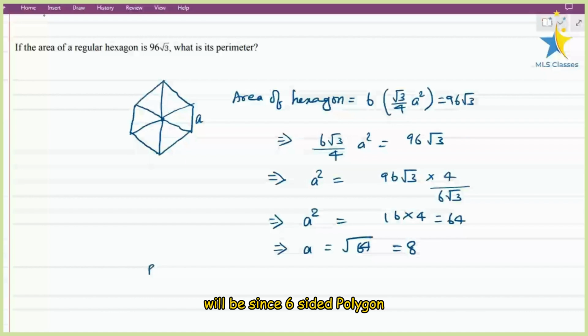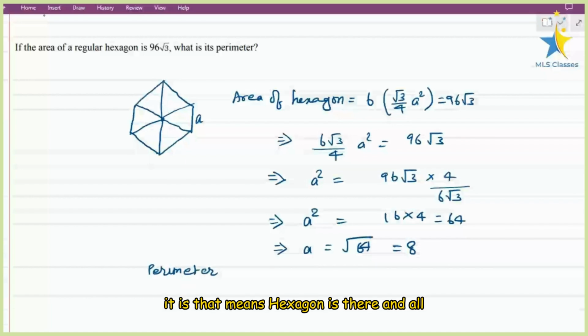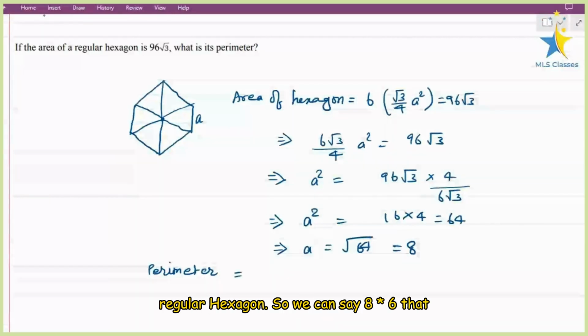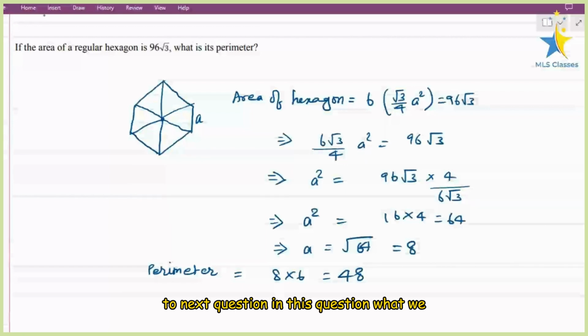So perimeter will be, since it is a 6-sided polygon, that means hexagon is there and all 6 sides are equal because it is a regular hexagon. So we can say 8 times 6, that will be 48. That's the answer. Moving on to next question.